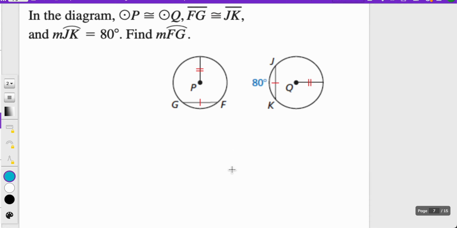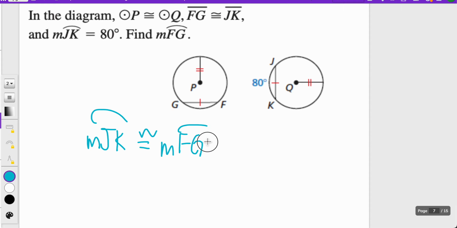So, in the diagram, circle P is congruent to circle Q, and chord FG is congruent to chord JK. The measurement of arc JK is equal to 80 degrees, so find the measurement of arc FG. This is going to go back to that first theorem we saw, 10.6, congruent corresponding chords. Because we have the same circle or congruent circles, the two minor arcs will also be congruent. So the measurement of arc JK will be congruent to the measurement of arc FG. So that is automatically equal to 80 degrees using our theorem 10.6.